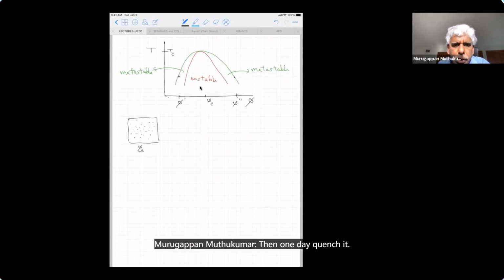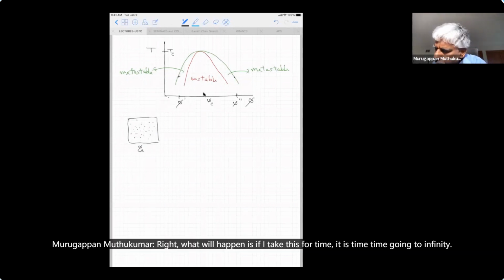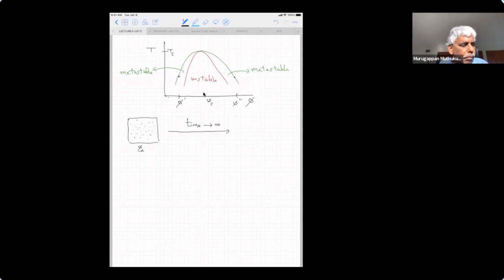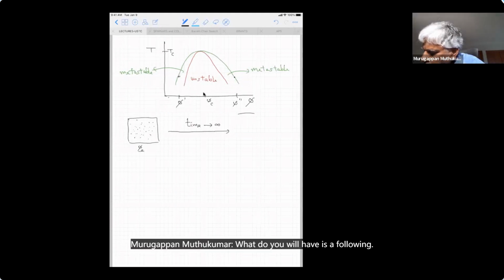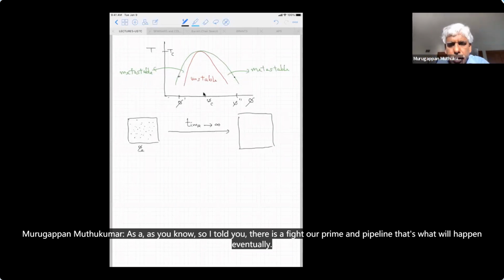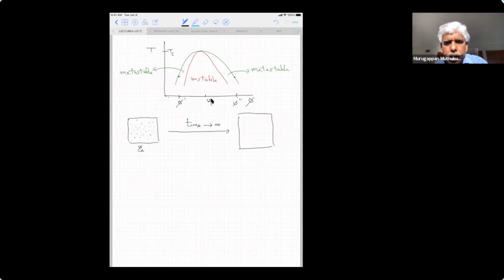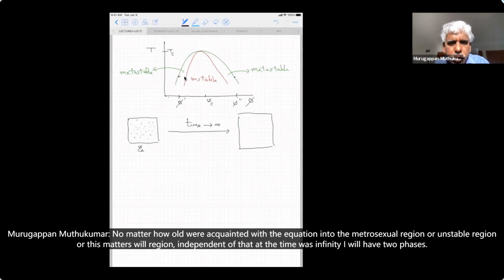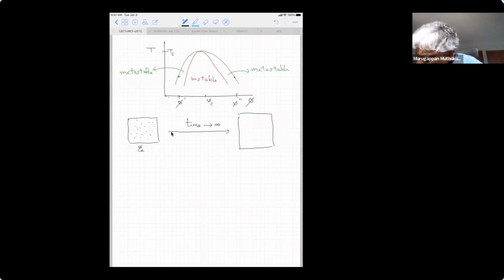Then once I quench it, right, what will happen is, if I take this for time, this is time going to infinity, what you will have is the following, as you know. So I told you there is a phi double prime and phi prime. That's what will happen eventually. No matter where I quench it, whether I quench into the metastable region or unstable region or this metastable region, independent of that, as the time goes to infinity, I will have two phases.